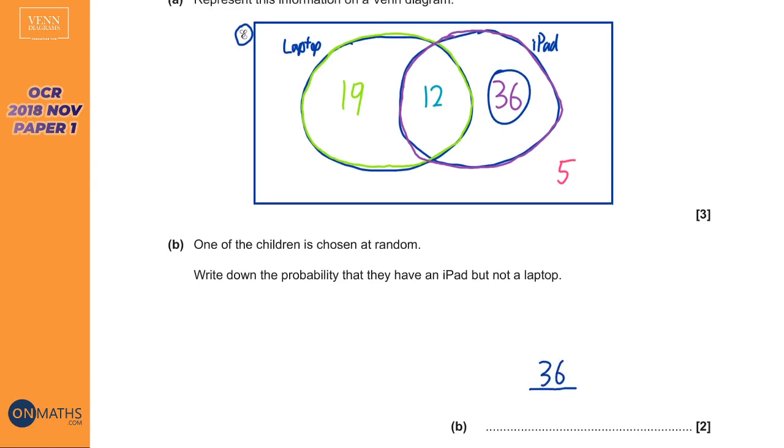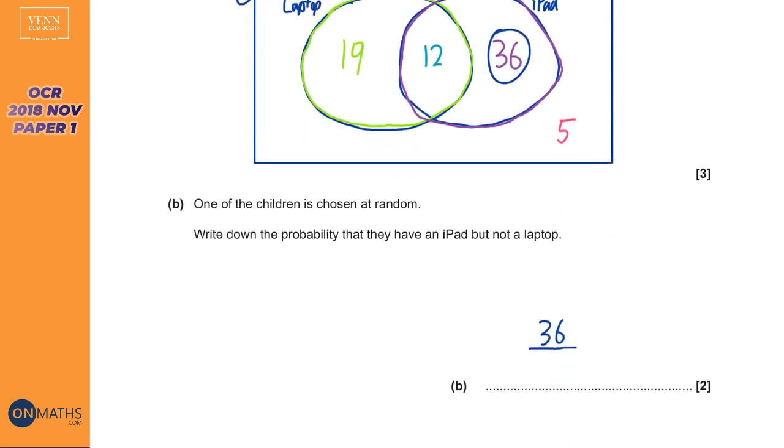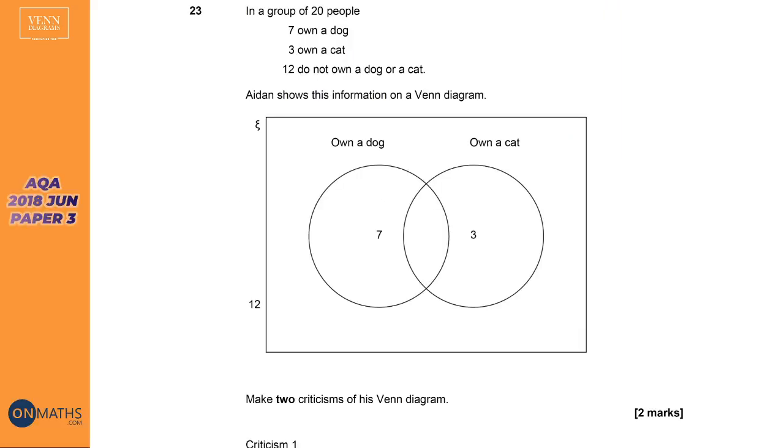And the next question is, how many students are there altogether? Well, it says in the question there are 72 children altogether, so it would be 36 over 72. Now the question doesn't ask you to simplify, but obviously that would be equal to a half, because 72 is 36 times 2. Next we move on to AQA, where Aidan has drawn a Venn diagram but badly, and we've got to criticise what's wrong.